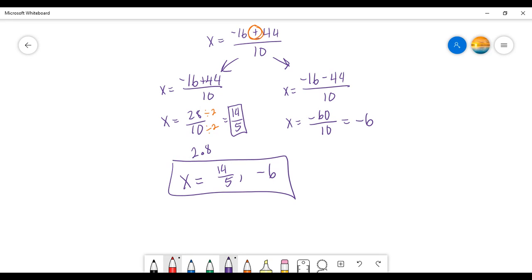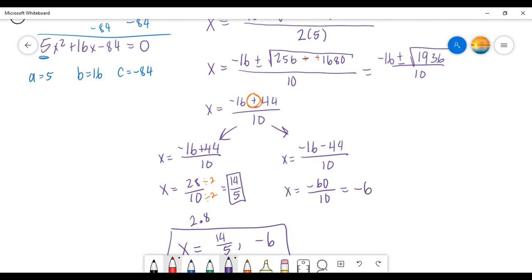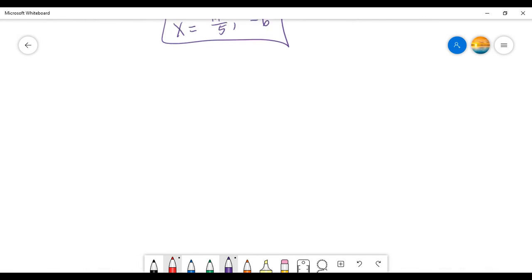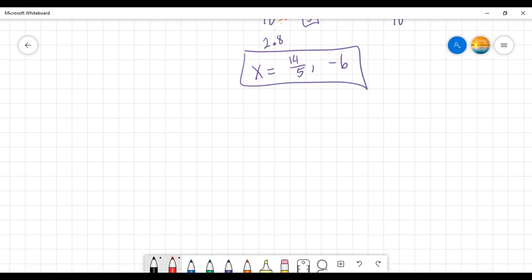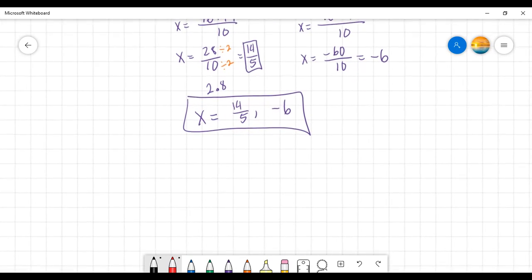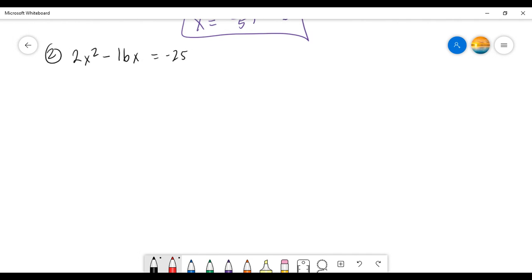Okay, now that's just a review from last time. We have some fractions here, so maybe a little bit different, but not too much. On this next example, we are going to look at a different way of writing our answers, okay? So we have example 2 is 2x squared minus 16x equals negative 25. At this point, we should be pretty comfortable in seeing this isn't in standard form.